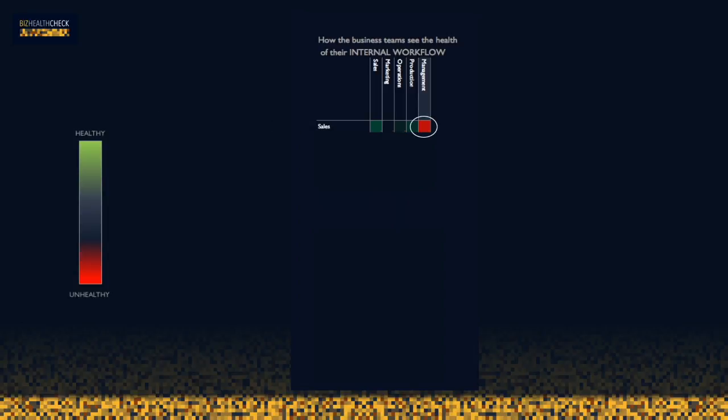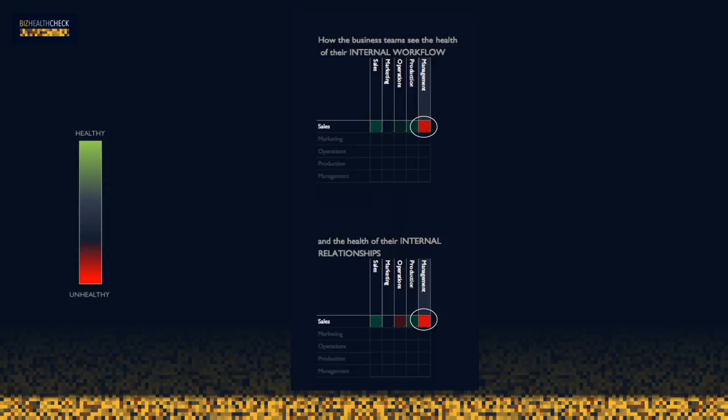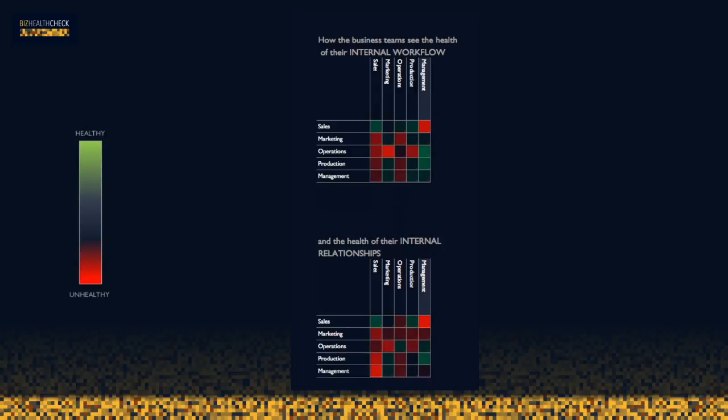And if we can look at the health of the work that's occurring between these teams, we can also look at the health of their relationships, how they get along. If we can see this heat map, this graduated scale of the health of the relationships for one team, then we can see it for all of the teams in our organisations. We can have a heat map for all of the teams, looking at how they see the health of the workflow and the health of the relationships with each of the teams that they work with.